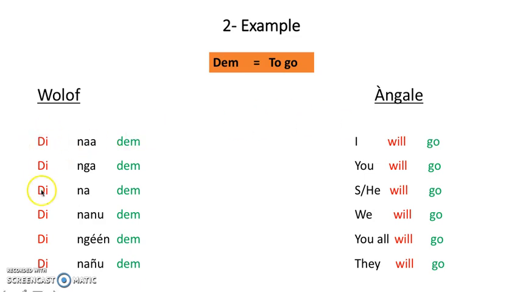So D and these things refer to the subjects. Na is I, if you are referring to the na form. Nga, you. Na, he or she. Nanu, we. Ngeen, you all. Nanyu, they.